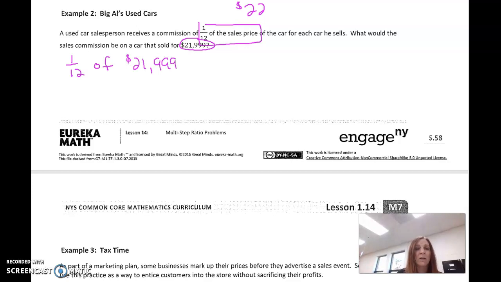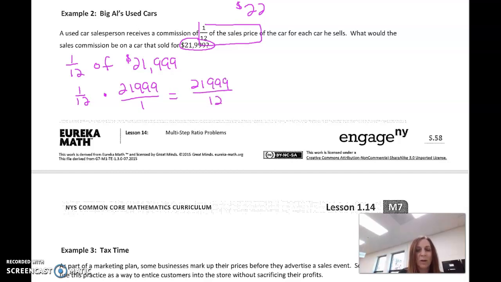$21,999. In this case, I'm not going to do a tape diagram trying to break it up into the 12 pieces, but that's really what we're doing here. In this case, we're not saying what the price of the car is minus commission. We're just saying what is his commission, and it's 1/12 of whatever the price that he sold it for. In this case, $21,999. So I am going to go 1/12 of means times 21,999 over 1, and I'll just multiply straight across.